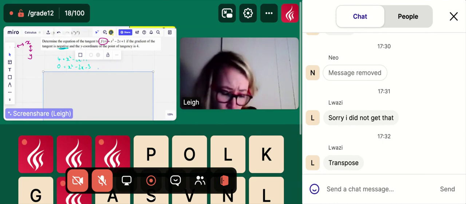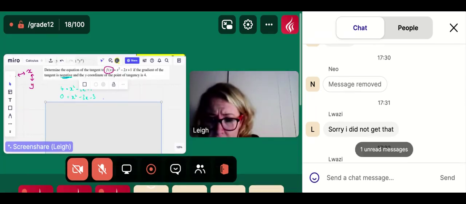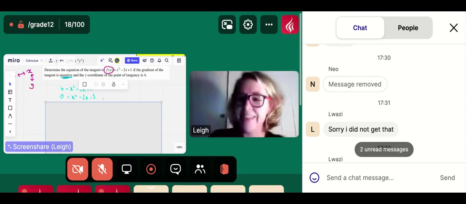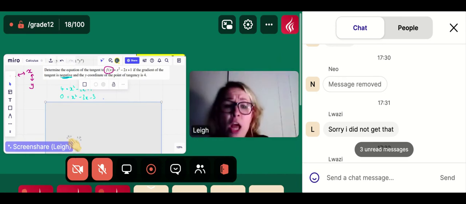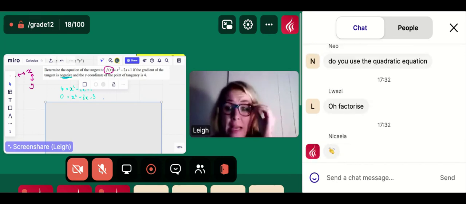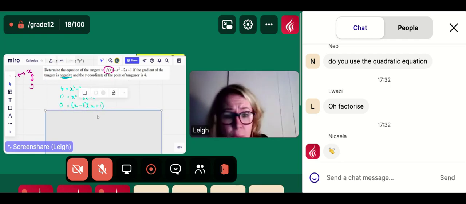So who can tell me what my next step is? Luyanda, you know what the next thing I need to do is? Oh, factorize. Perfect. Yes. Do you use the quadratic equation? Neo, you can, absolutely. But if you don't need to use the quadratic formula, rather just try and factorize. If the expression factorizes, it's quicker just to factorize. But yes, if you wanted to, you could use the quadratic formula. Nothing wrong with that. You'd have to show where you'd subbed into it. So there we go, Luazi, perfect.